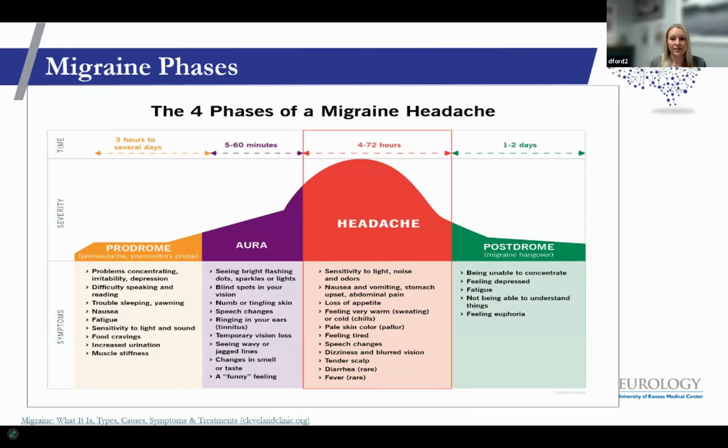So a lot of folks like to refer to this as their migraine hangover. But again, it's that being unable to concentrate, mood changes, fatigue, and just not feeling well overall. Very rarely, some people can have the opposite where they feel more euphoric, but that is not the typical that we hear. Next slide.